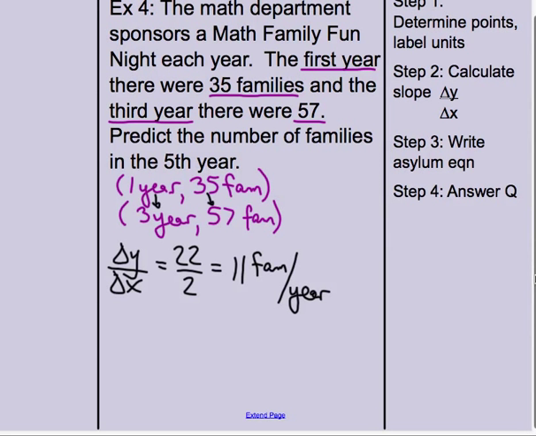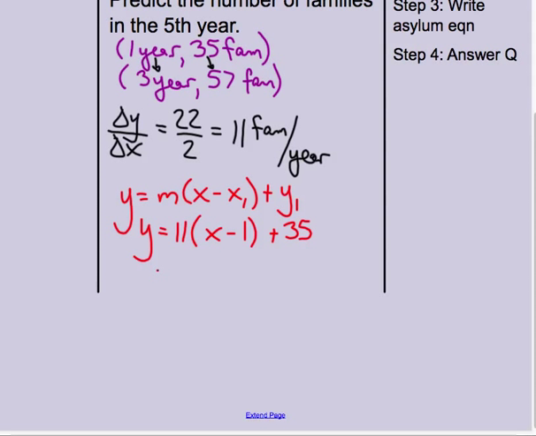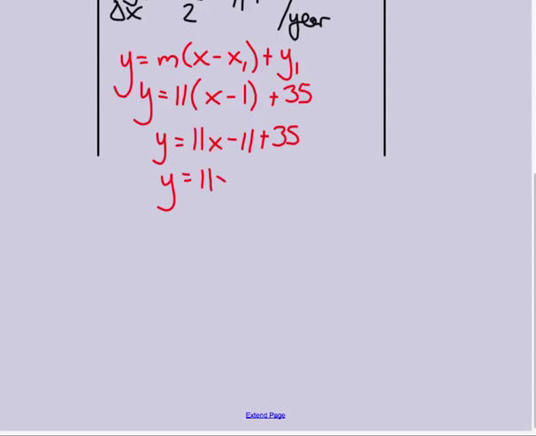So now we're going to write the equation and then answer the question. So our point-slope equation, substituting our slope and choosing either point. I'm going to choose my first point because the numbers are smaller. So my positive 1 goes into the parentheses as a negative 1. My 35 goes outside the parentheses as normal. Again, I'm going to go ahead and distribute my 11. Combining my like terms. And interpreting. We already interpreted our slope, an additional 11 families per year came to our Math Family Fun Night. And what the 24 means is that in year 0, 24 families came. So that was our initial value. Your y-intercept gives you an initial value.